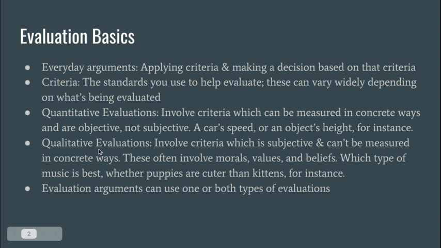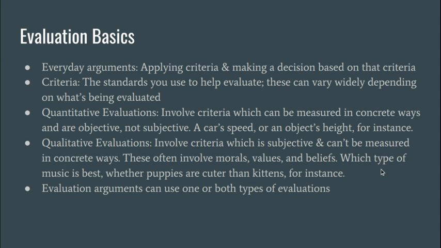On the other hand, we have qualitative evaluations, and those involve criteria that are subjective, like my favorite kind of ice cream, things that I think are beautiful, or something that I feel tastes good, right? Those are things that are going to be different for everybody, so they're subjective. And also, they can't be measured in concrete ways. They involve things like morals, values, and beliefs.